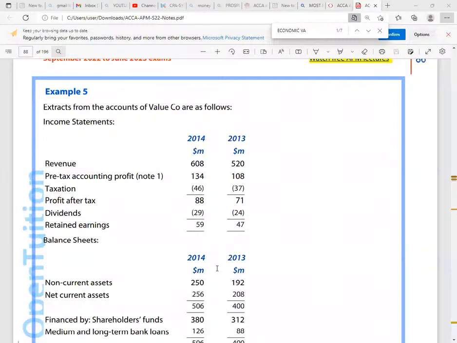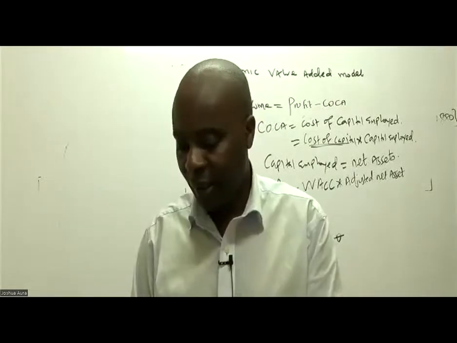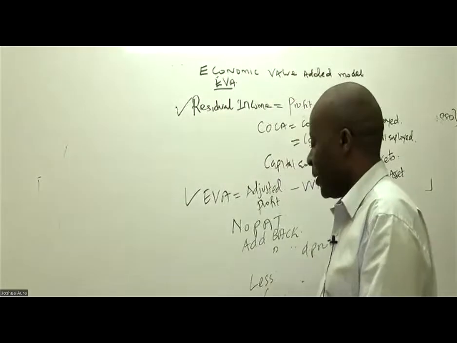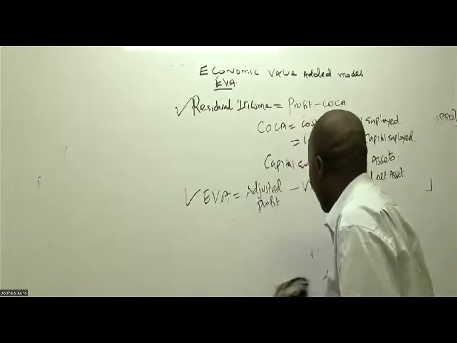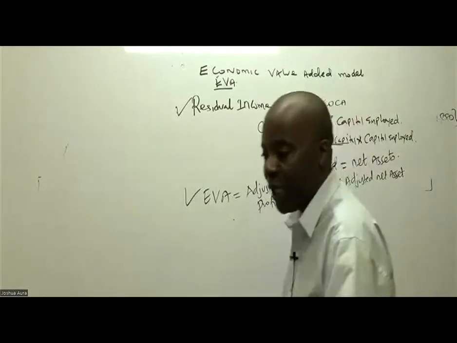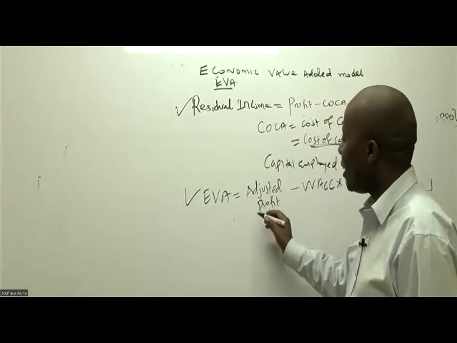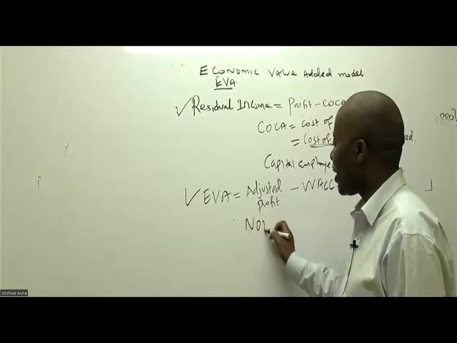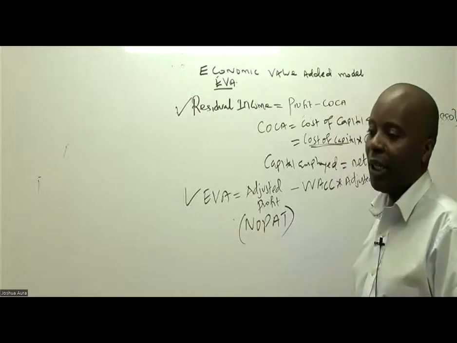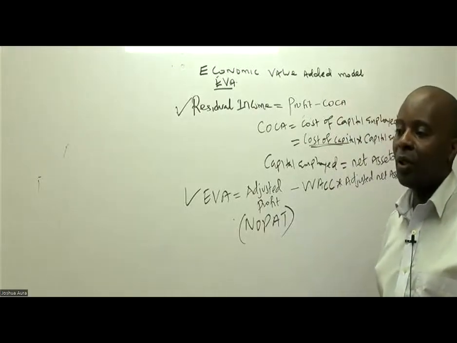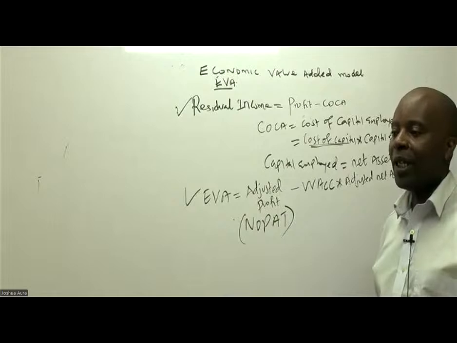Remember that our EVA here is based on adjusted profit, and the adjusted profit is what we give a very special term. This adjusted profit is what we call the NOPAT. NOPAT: net operating profit after tax.